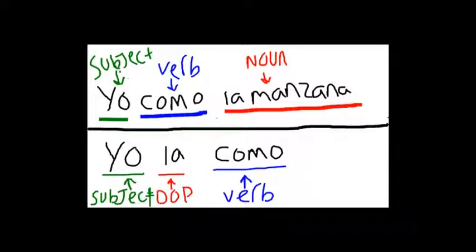Now you will learn how to turn a sentence that uses a noun into a follow-up sentence using a DOP. Since there is only one manzana and it's feminine, the DOP will be la. Once again, you can put the subject first if you choose to, then a DOP, then the verb at the end. Yo como la manzana should turn into yo la como if you do it right.